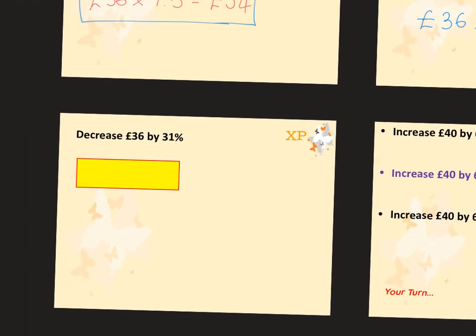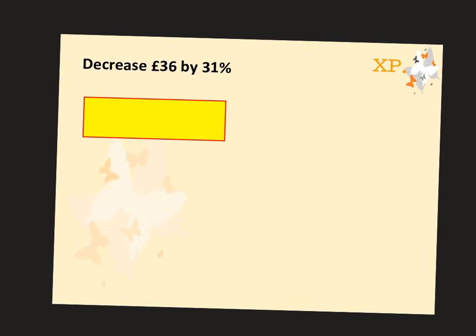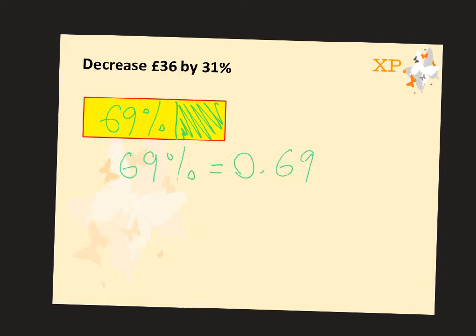Last example. Decrease £36 by 31%. So I'm decreasing, I want to take off that 31%. So that leaves you with 69%. So 69% as a decimal, as that multiplier, is 0.69. So we're going to do £36 multiplied by 0.69. So again, this would have taken quite a while to work out if we didn't use the multiplier. I'm putting it in the calculator. I'm getting £24.84.